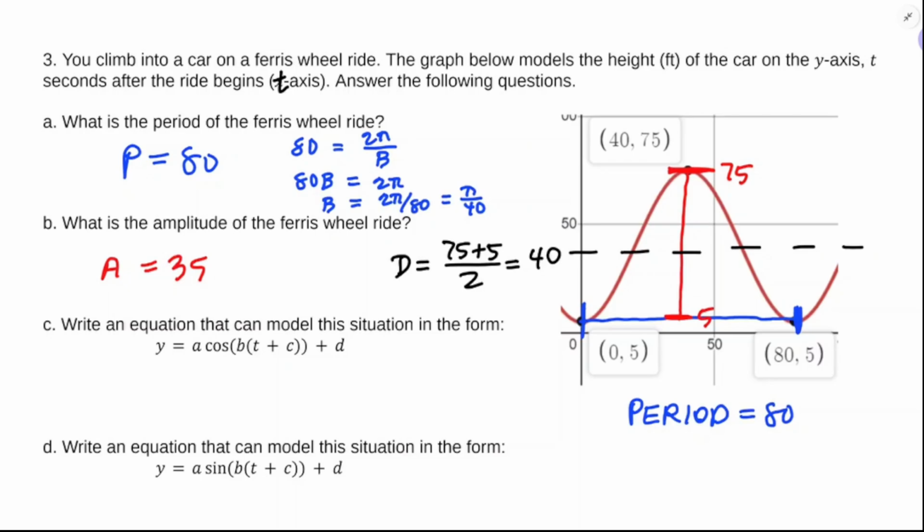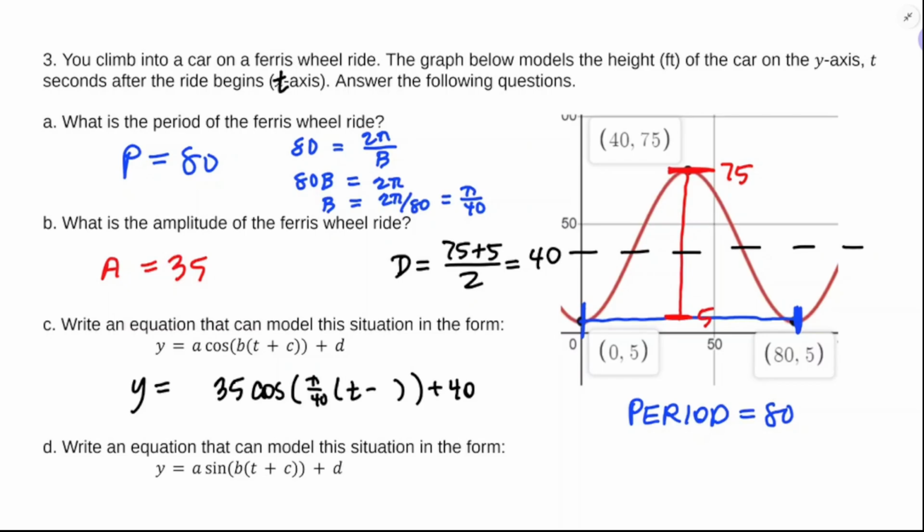Okay. So when I want to write a cosine, I already know y is equal to A, which is 35, times the cosine of B, which was pi over 40, times t minus something, plus 40 on the outside. Now you've got a couple of options, right? There's more than one right answer.